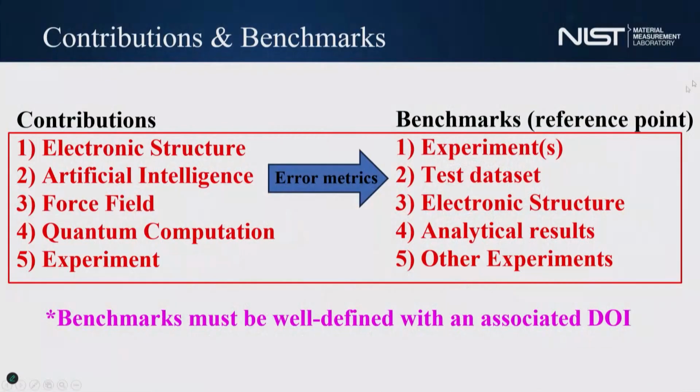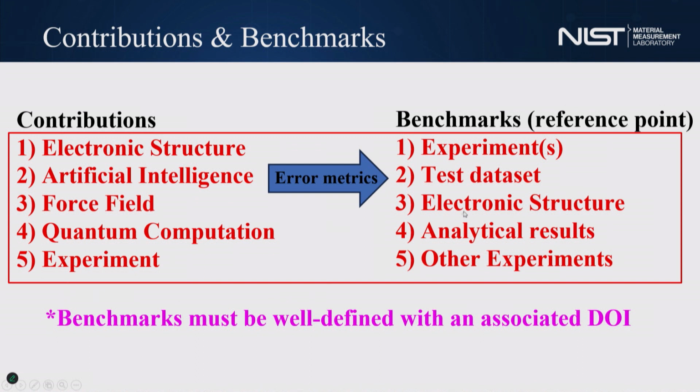So for a benchmark, we have this DOI based article, and what is the contribution? The contribution is the method or experiment that you are trying to do. So for electronic structure like DFT, you'll predict something like bulk modulus and compare with experimental bulk modulus. So the benchmark is experiment and DFT is your method. Same for artificial intelligence, it is a test data set. Remember we did a 90-10-10 split or 80-10-10 split. The test data set is the benchmark reference point.